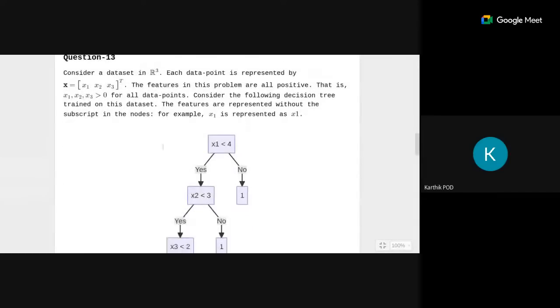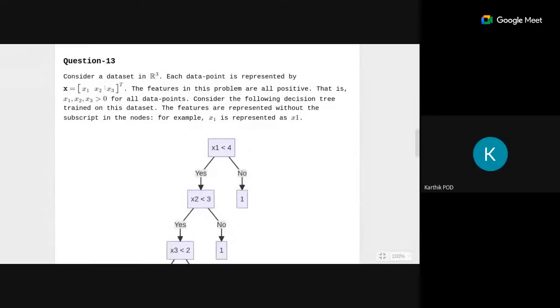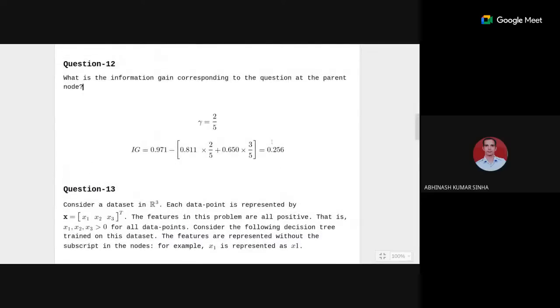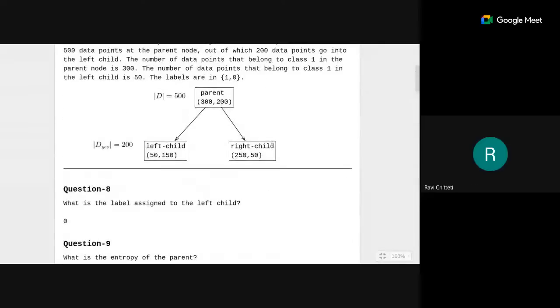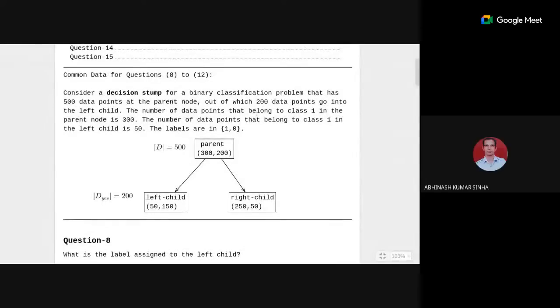Okay, now the next question is on decision trees again, with three-dimensional features. Sorry to interrupt, sir. In the previous question, what did it mean that 300 data points go to class 1? The number of data points that belong to class 1 in the parent node is 300. Out of 500 data points, 300 belong to class 1, the positive class, and 200 are negative. Their class label is 1. Means it is yes?